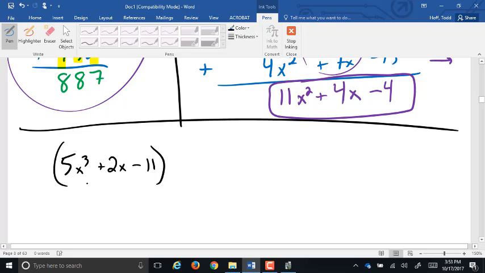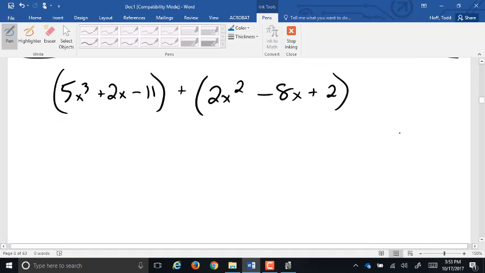So let's say we got 5x to the third plus 2x minus 11 plus 2x squared minus 8x plus 2. We have to line this up. Now we go to write this out, however, 5x to the third, what's missing? X squared. So we're going to have to fill in that missing place value. 0x squared plus 2x minus 11.